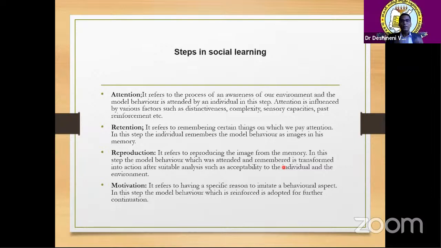Now, let us see the steps involved in social learning. Are there any steps in social learning? There are steps. The most important steps in social learning are: one is related to attention, second one is related to retention, third one is related to reproduction, and fourth one is related to motivation. So these are the four important steps in social learning: attention, retention, reproduction, and motivation. Let us see one by one all these four steps elaborately.